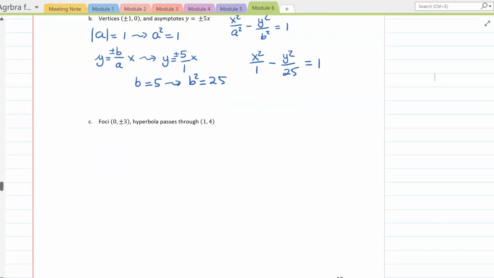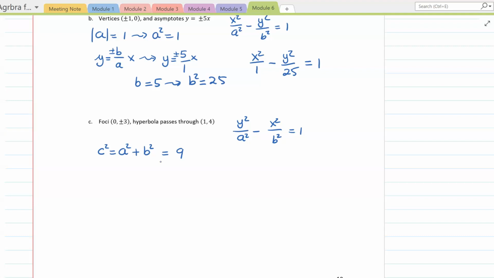The next case, we have the focus on the y-axis, and the hyperbola also passes through the point 1, 4. So we are looking for the hyperbola of the form y squared over a squared minus x squared over b squared equal 1. We know that c squared equals a squared plus b squared, and that equals 9. And the hyperbola is passing through the point 1, 4.